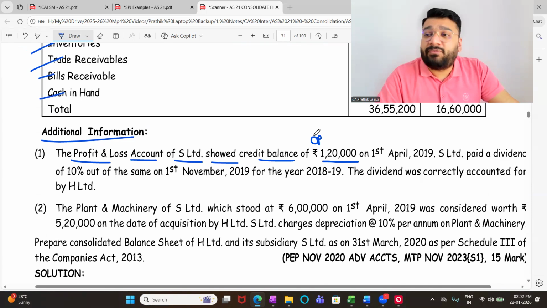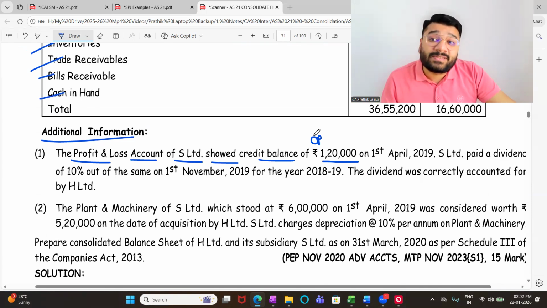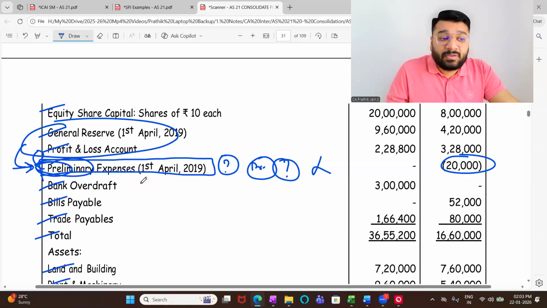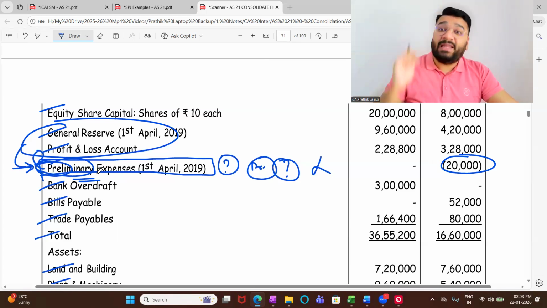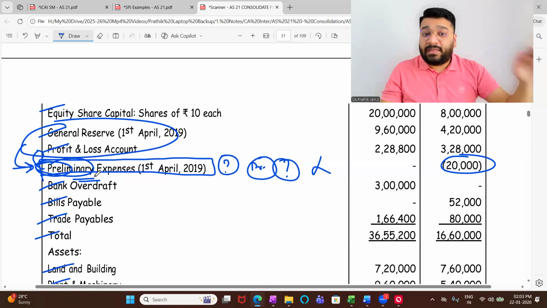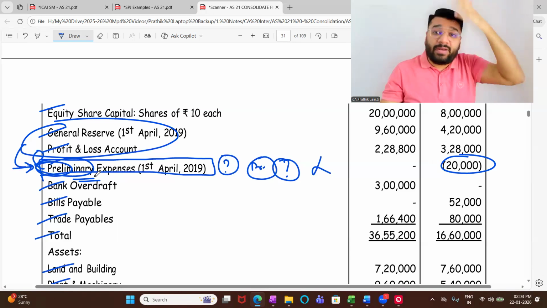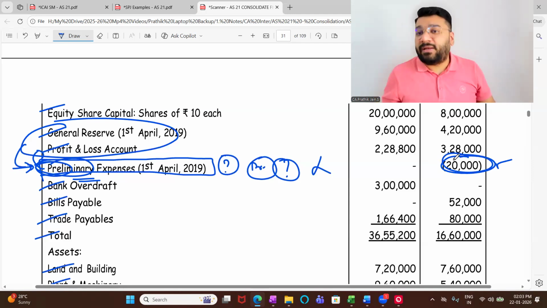They've told nothing about general reserve, so the general reserve is coming from the earlier years. What about preliminary expenses? The preliminary expenses given here is at the end of the year. Do you think preliminary expense happens in the middle of the year? It is an incorporation expense, so it is coming from the beginning. Since the company is incorporated, there could have been a certain amount of preliminary expenses, let's say 1 lakh rupees. You've been writing off, and the unwritten part is 20,000. So this will come in both the opening balance and the closing balance.